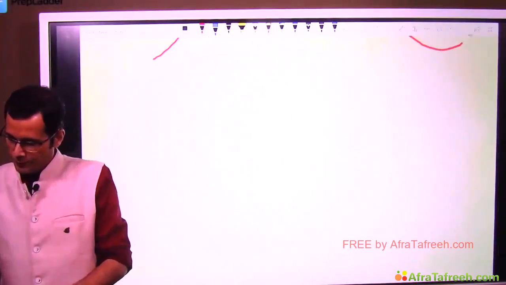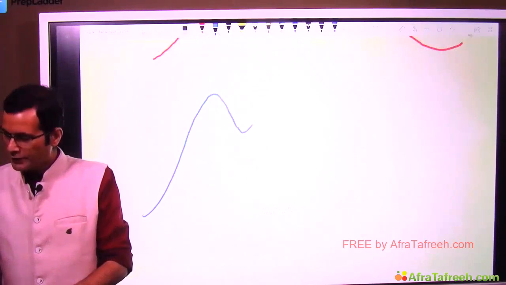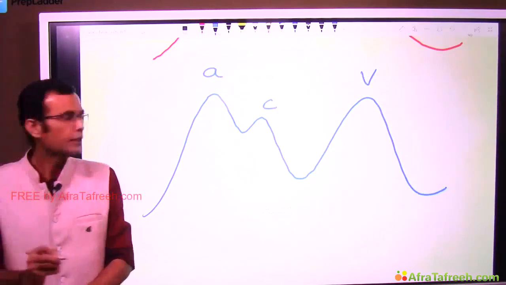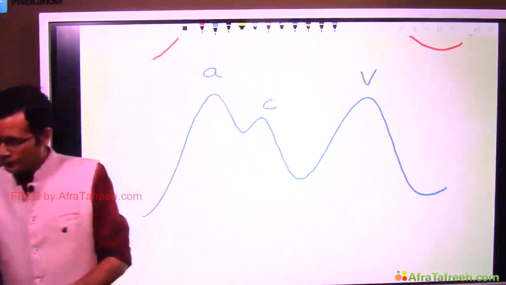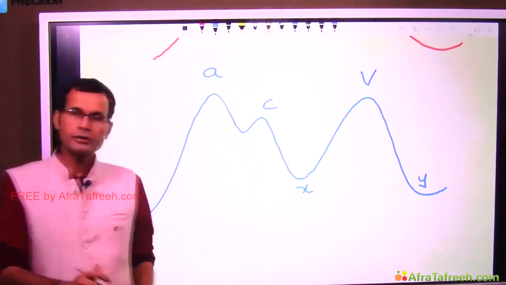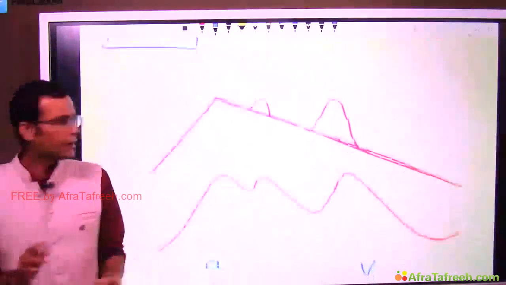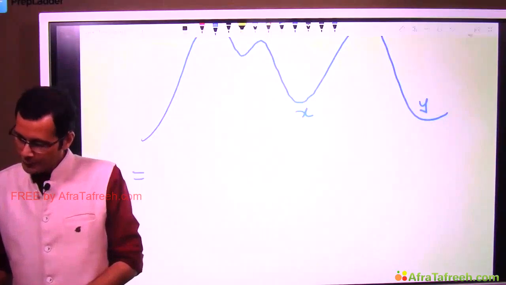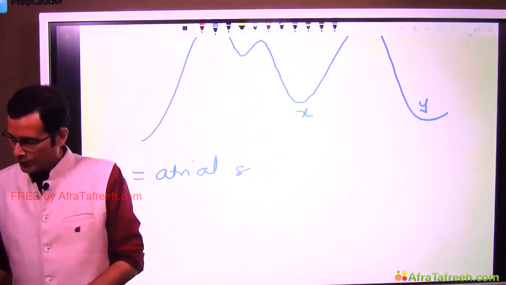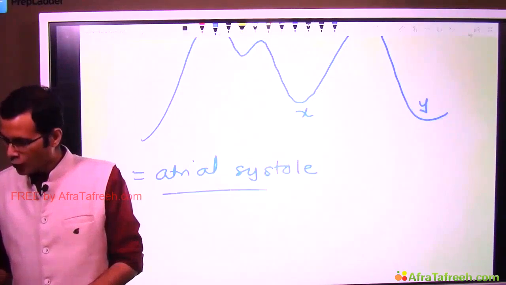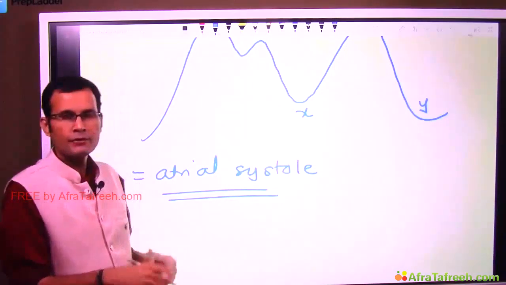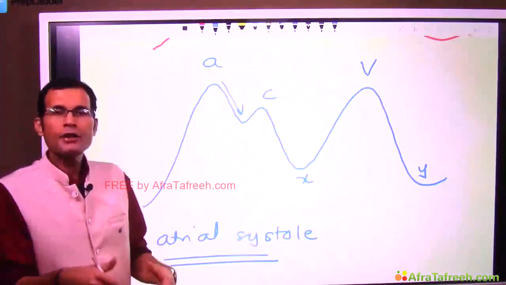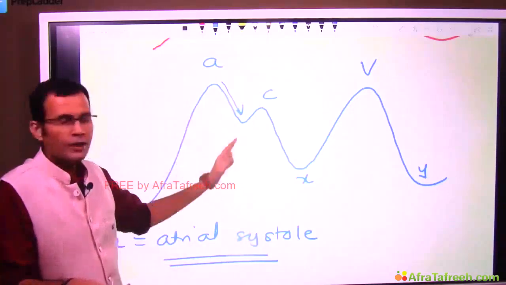Let's draw it again. Three peaks will be seen: A, C, V. These are the three upstrokes. And X and Y are the downstrokes. I've already told you why it appears like this. So let's see. First upstroke, A, is caused by atrial systole. Naturally, the first rise of pressure. Then the downslope starts because atrial diastole starts and pressure begins to fall.